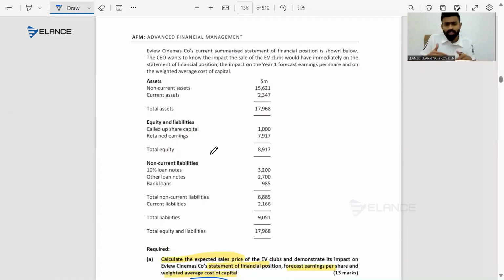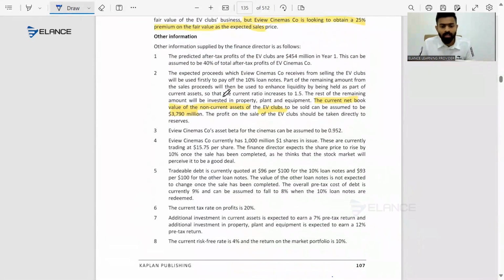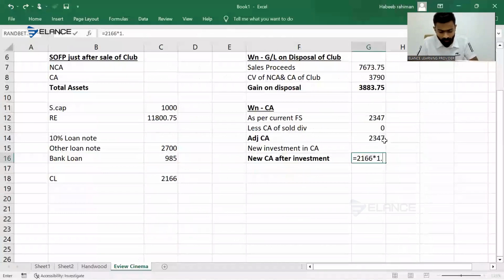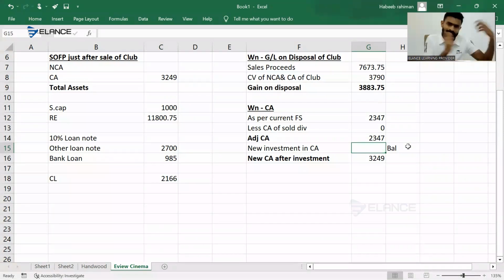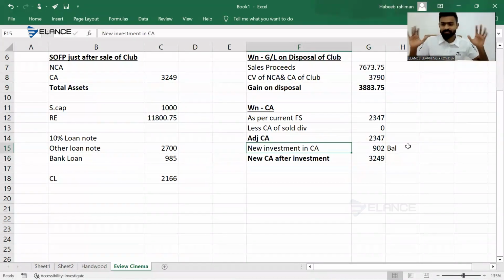Now, do they mention any current ratio similar to that? Yes, right? They said they will increase their liquidity by investing some money in current asset so that the current ratio will increase to 1.5. Using this, we know that for current liability, there is no change. So the current asset will be 2166 multiplied by 1.5, similar to what I discussed for the previous question. So this figure has to be here. And the balancing figure is the amount we are supposed to invest to increase the liquidity. So the new investment will be 3249 minus 2347. 902 is the investment money.